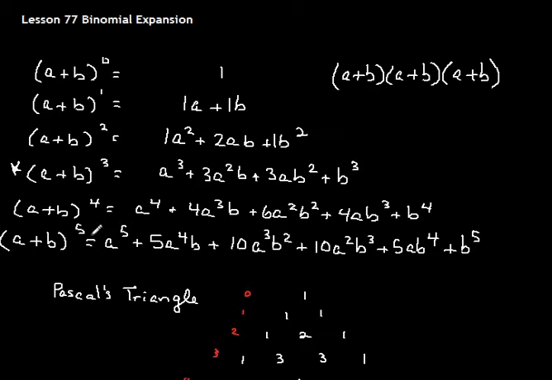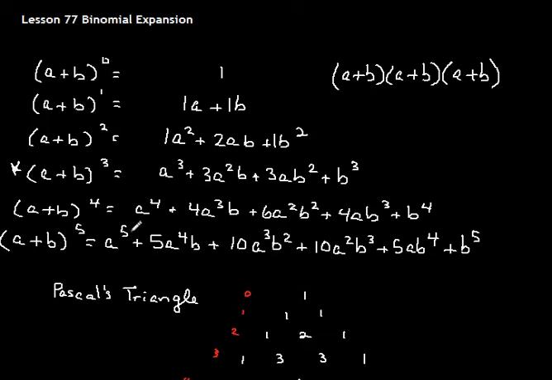The same thing happens to the 4th power and to the 5th power. Look at this. Your first term is to the 4th power, and then it decreases the whole way down until we have no a's. The b's start with b to the 0 and increase until we get b to the 4th power. The same with the a plus b to the 5th.